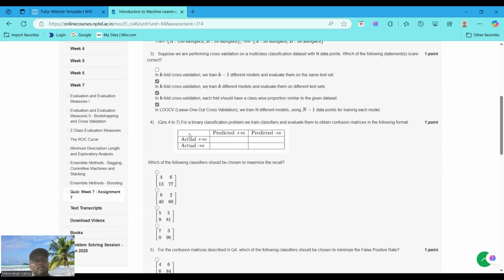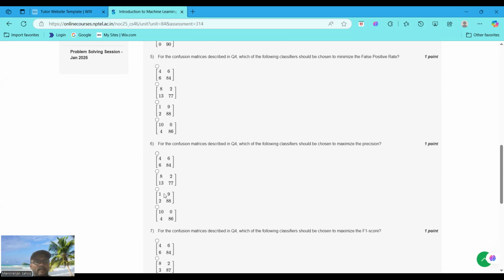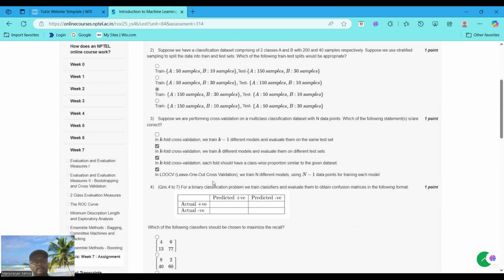Then question number 4, asking about questions 4 to 7. This is 4, 5, 6, 7. Okay, 4, 5, 6, 7.